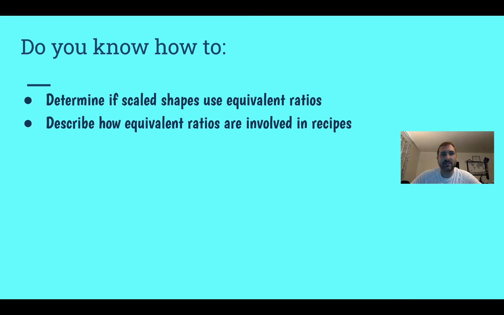So after this lesson, do you know how to determine if scale shapes use equivalent ratios? And can you describe how equivalent ratios would be involved in recipes and keeping the same taste? If not, go back and watch parts of this to deepen your understanding. And that's the end of Unit 2, Lesson 1.